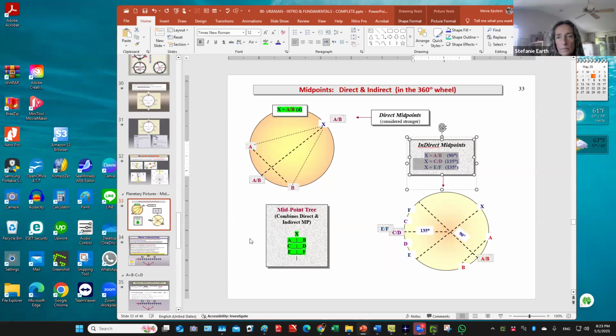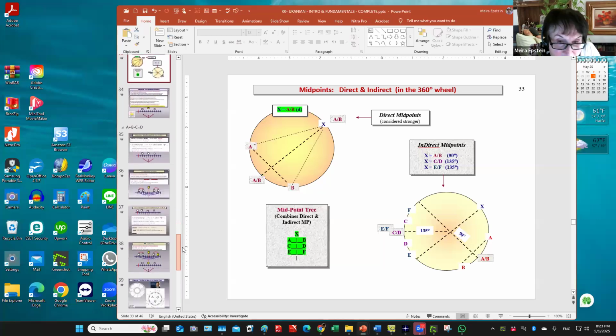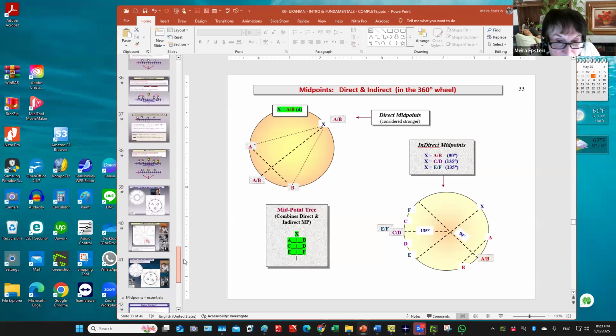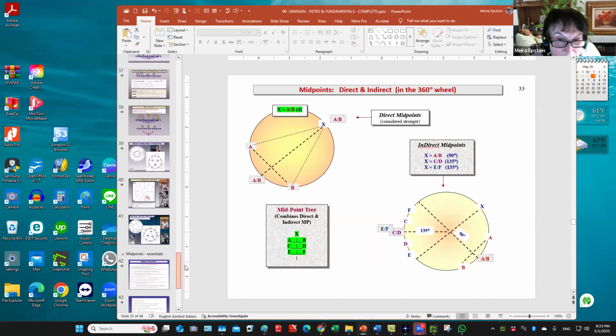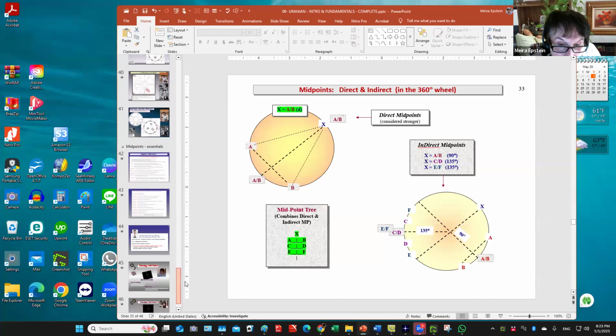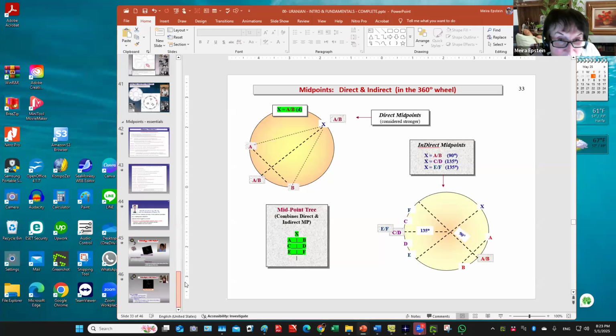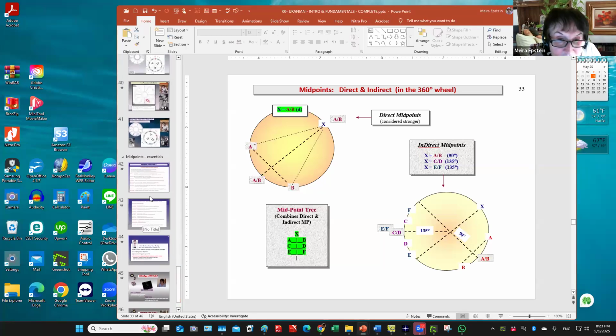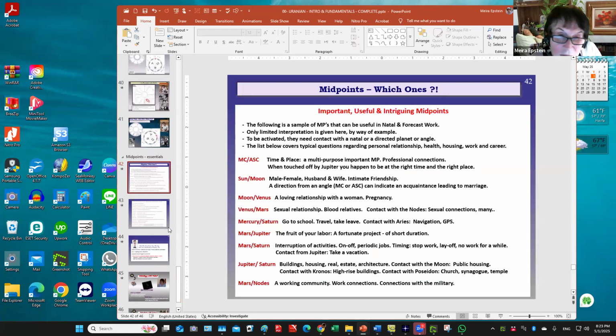But I'm done with midpoints. I could do more, but it's not necessary. Absolutely not necessary. So I'm skipping some things here. And basically, I'm just about done with it. Let me see what I have here. Yes, I like to do that, just to whet the appetite.